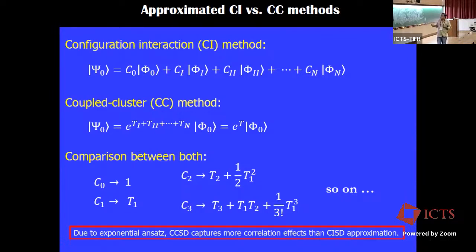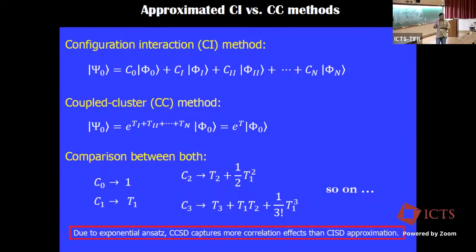Okay, but alternatively we use a method called coupled cluster theory. It has the same principle, but the wave operator is expressed in exponential form, and it has operators T1, T2, and so on, which means this is all possible single excitations, double excitations, and so on.